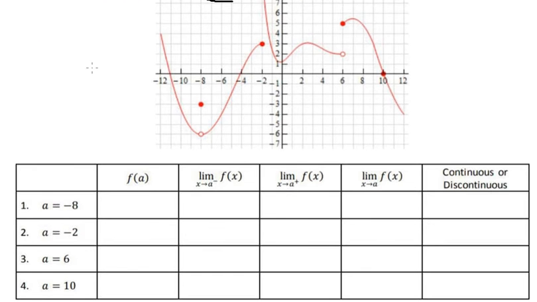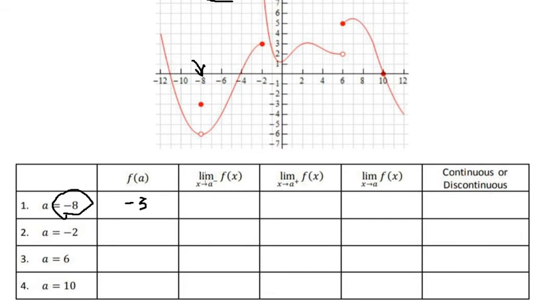We have a equal to negative 8. If we look carefully at the value negative 8 in here, we can see that we have the red dot, so that's the value at negative 8, and that should be about negative 3, so we put it in here.